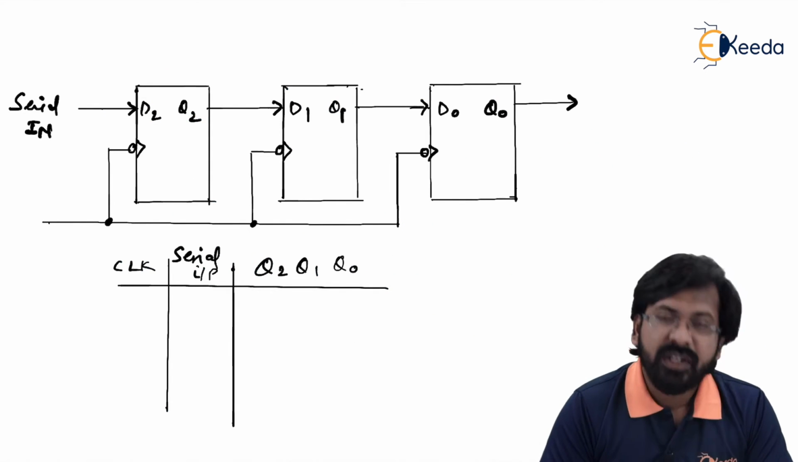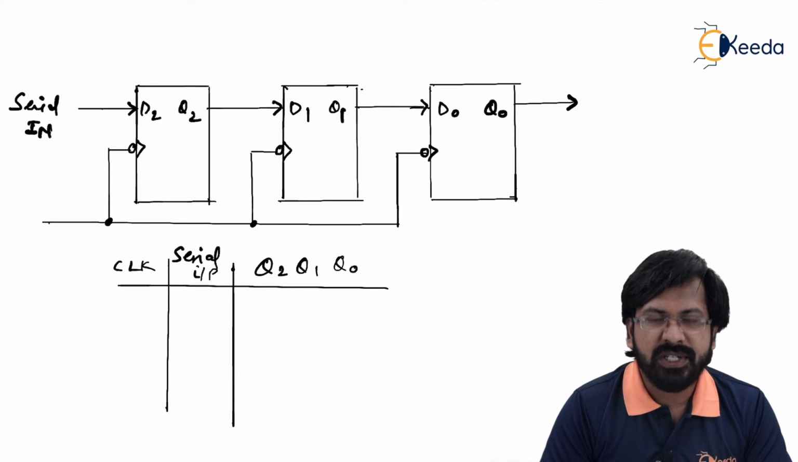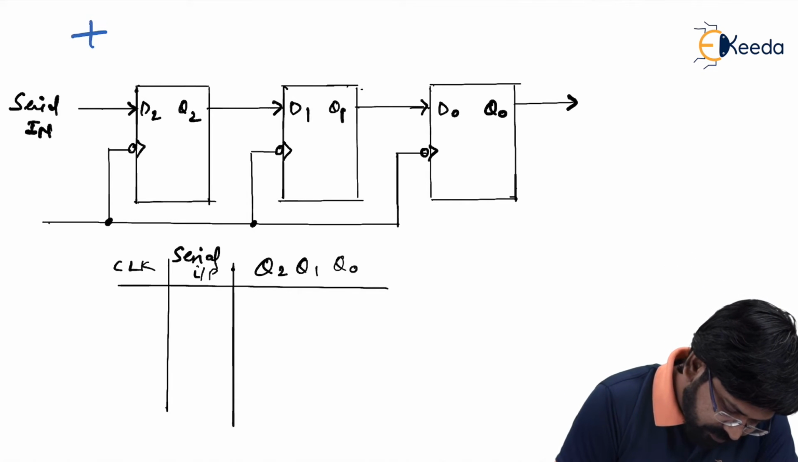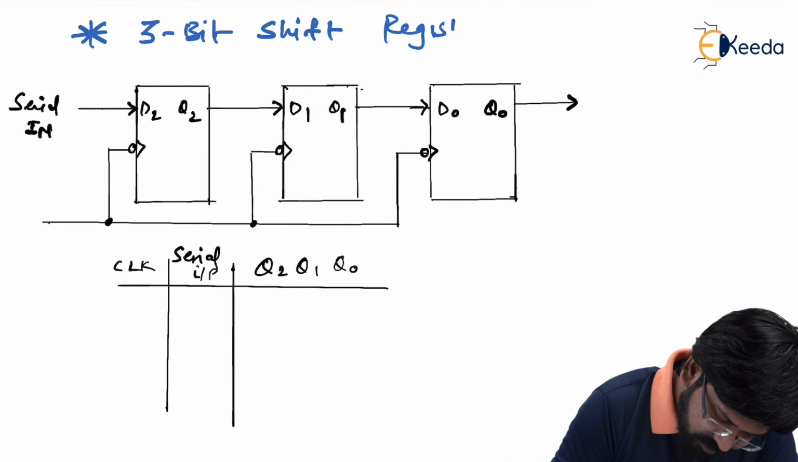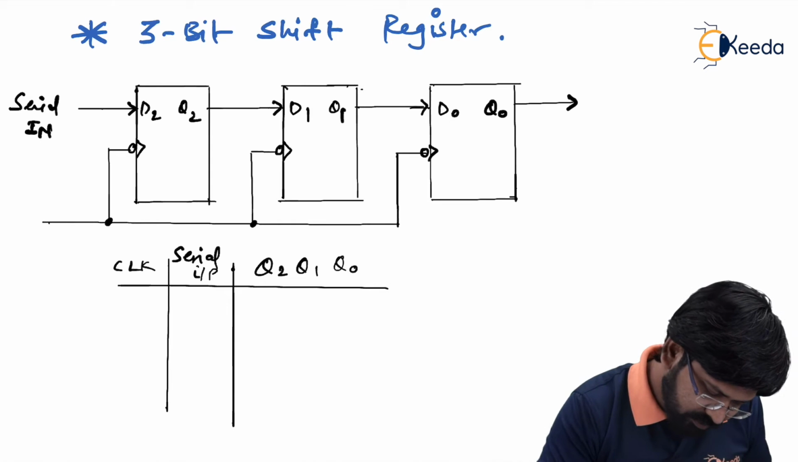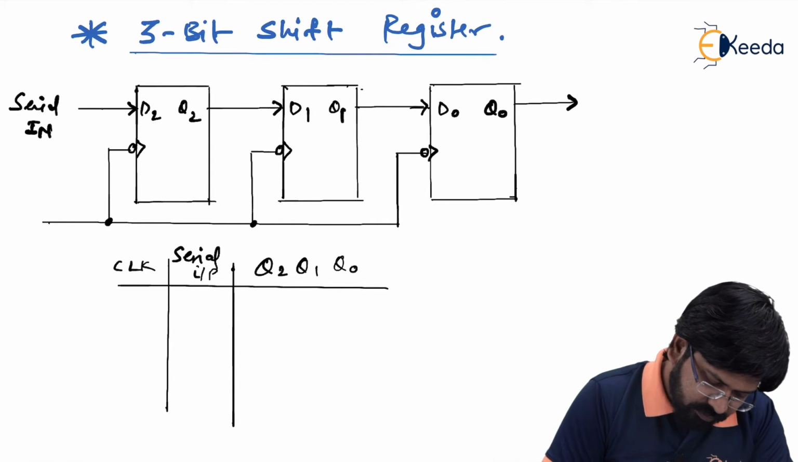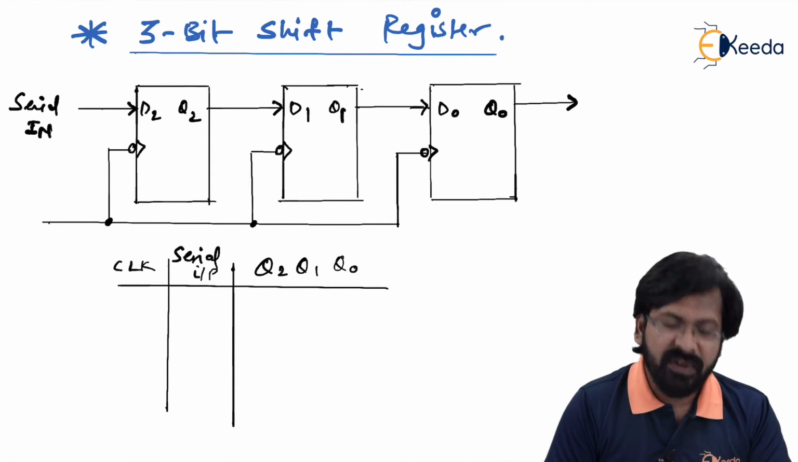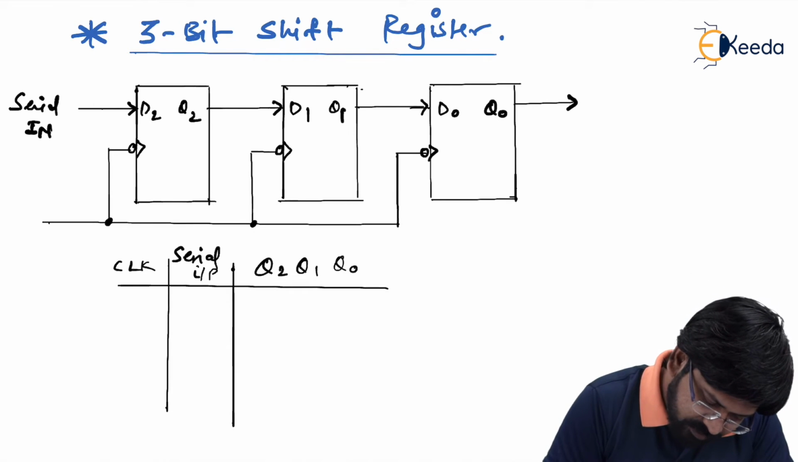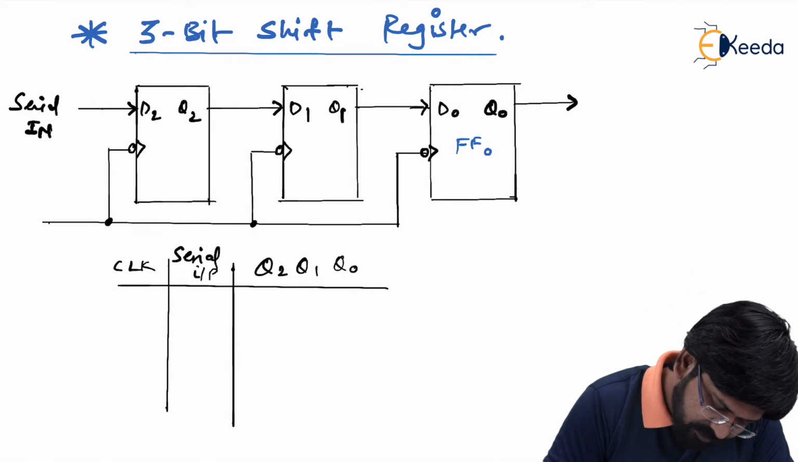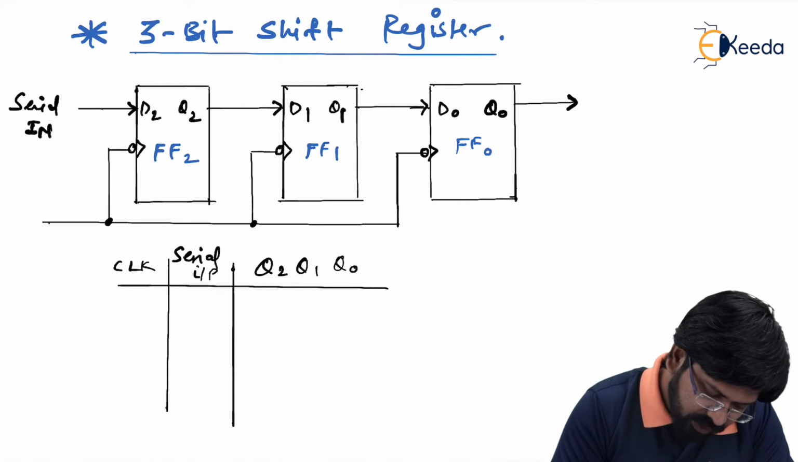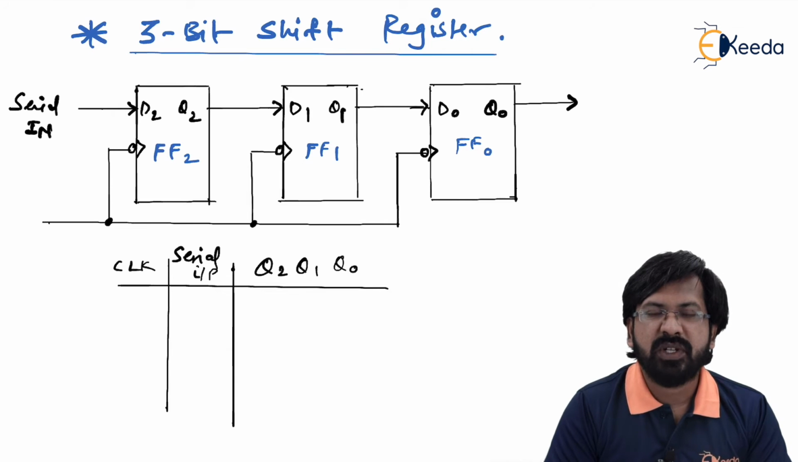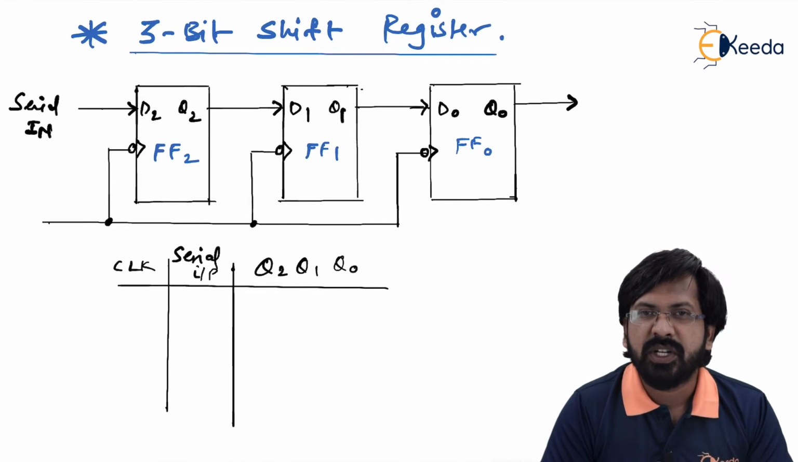As you can see here, I have taken an example of a 3-bit shift register. So there are 3 flip-flops. I'll consider this as flip-flop number 0, flip-flop number 1 and flip-flop number 2. As you can see, every flip-flop used over here must be a D flip-flop. You are not allowed to use any flip-flop other than D.